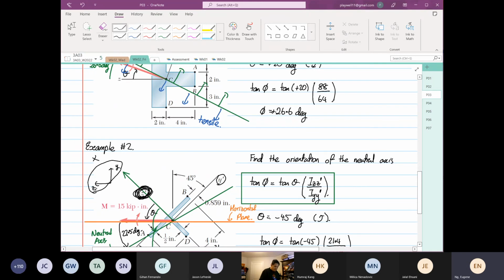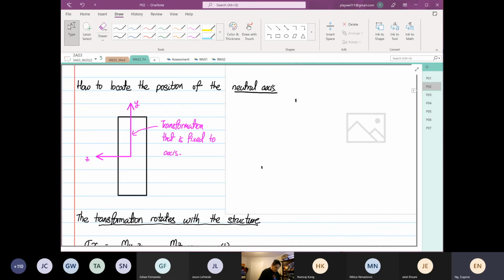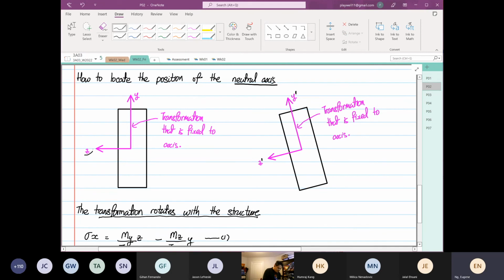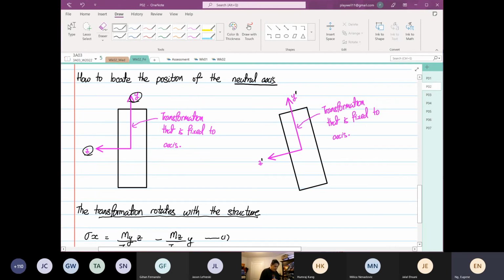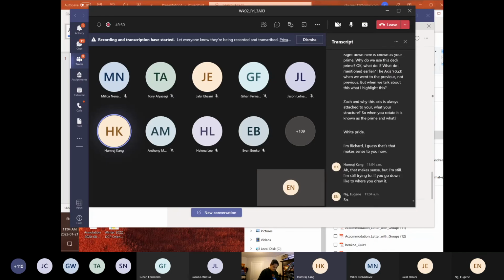What did I mention earlier? The axis Y and Z, when I highlight this, Z and Y, this axis is always attached to your structure. So when you rotate it, it's known as Z prime and Y prime. Raj, does that make sense to you now? It makes sense, but I'm still trying to, if you go down to where you drew it, to the example we were on.